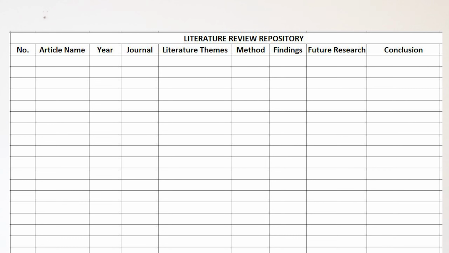Number 5 could be the methods they chose. 6, what did they find? And 7 could be about what the future implications or future research ideas they're giving you are. And then you can add one column about the conclusion. Now, this table is pretty flexible.